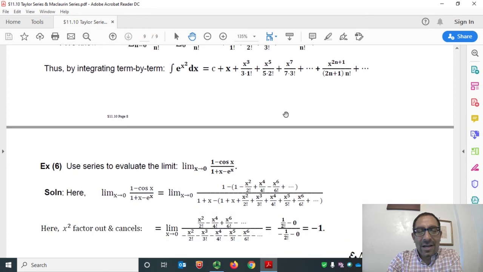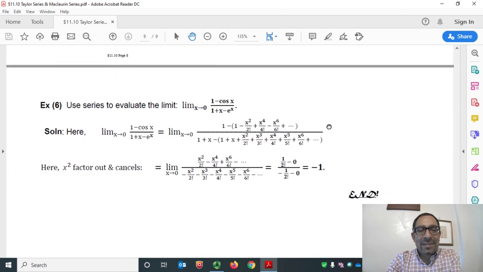Great. Now similarly, example 6, we can use the Taylor series to find limits also. So let's compute the limit of this given function: limit as x goes to 0 of 1 minus cosine x over 1 plus x minus e to the x. So let's begin the solution. The idea is to write the Taylor series of cosine x, write the Taylor series of e to the x about x equals 0, simplify and take the limit, and that gives the answer.